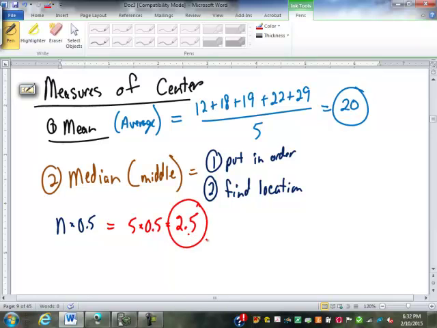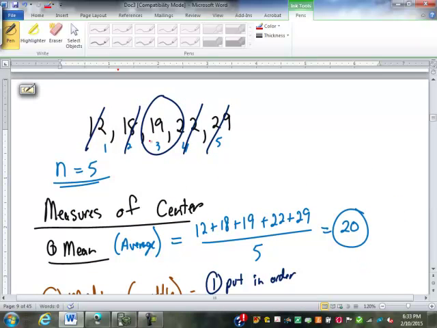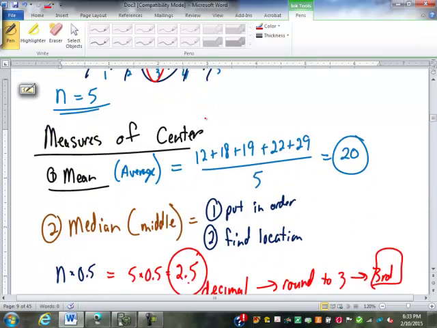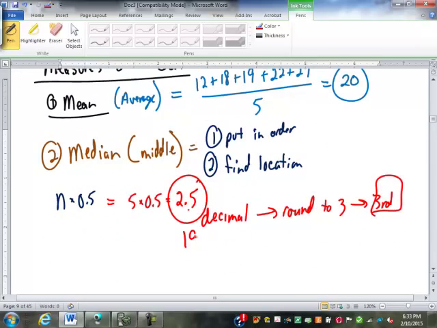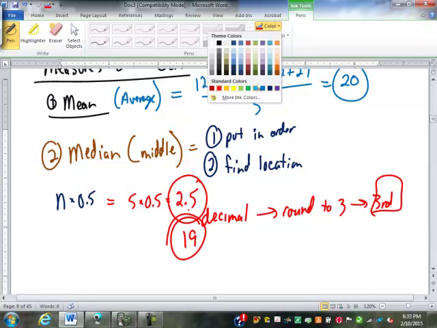Since this is a decimal, we would round up. So 2.5 would round up to 3. What that would mean is the third number in the list is the median. 19 is the third number in the list. That's our median. So 19 is the median.